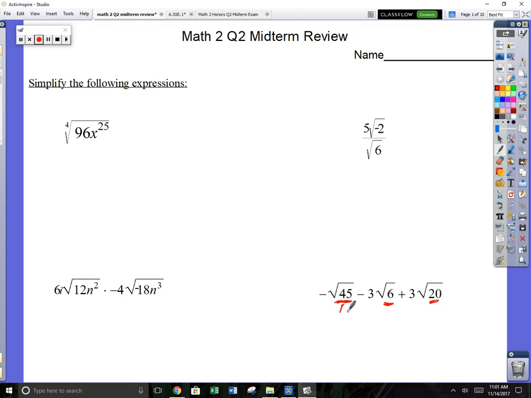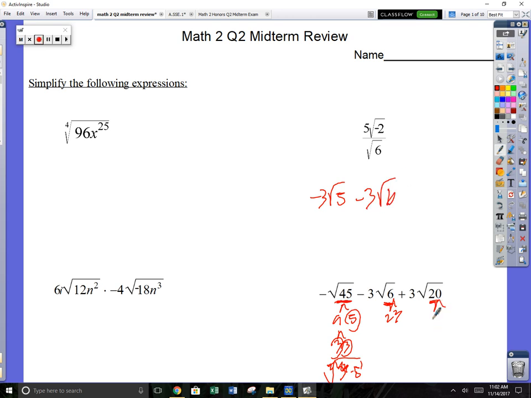But let's simplify them. 45 is a 9 times 5. 9 is a 3 and a 3. So that is 3 squared times 5. And that square root is going to undo that square. So you're going to swap it out for a negative 3 square root of 5. 6 is done because you just have a 2 and a 3, so you got no doubles in there. Minus 3 square roots of 6.